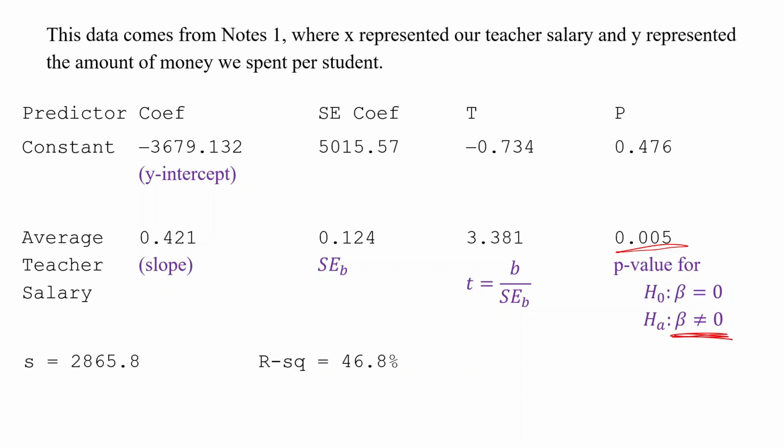So if you wanted to find one side, like beta greater than 0, you would have to take this p-value and divide it by 2. Or if you wanted beta less than 0, divide it by 2, and that gives you the p-value. Okay.